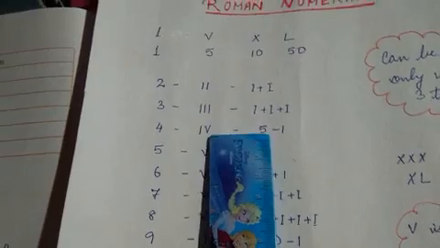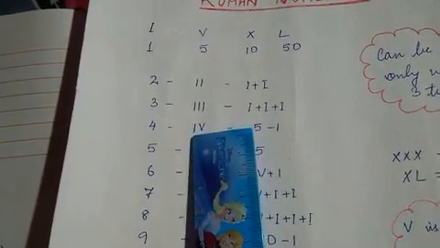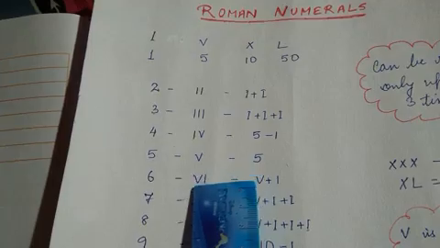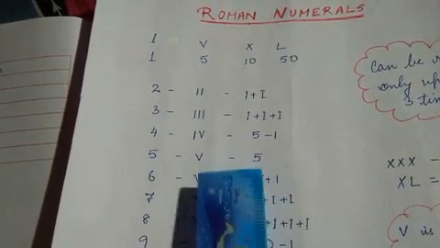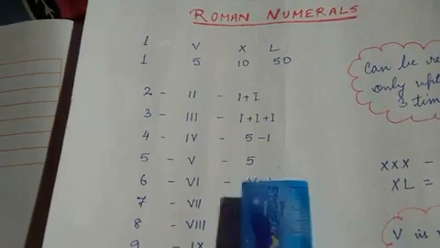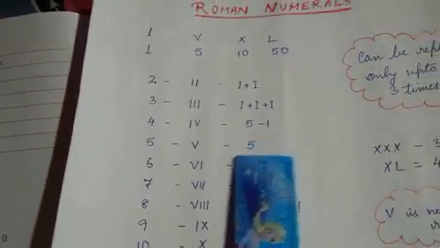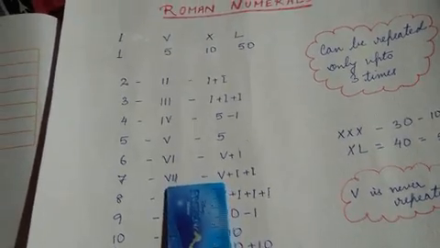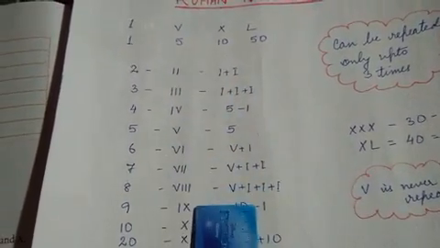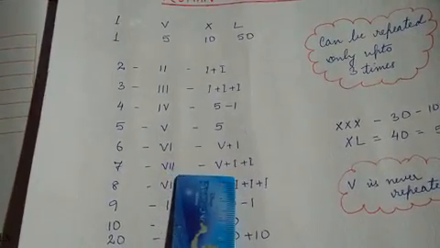Please don't get confused. When we write a sign before the bigger number, like 5 is big, we are subtracting. When we write the sign after the bigger number, like 5 is big and 1 is small, it means we are adding it. 5 plus 1 plus 1 becomes 7. You have seen that 5 is V. Now 7 we write the same way, that is V plus 1 plus 1, or V plus 2, that also becomes 7. So this is the way we are writing 7.